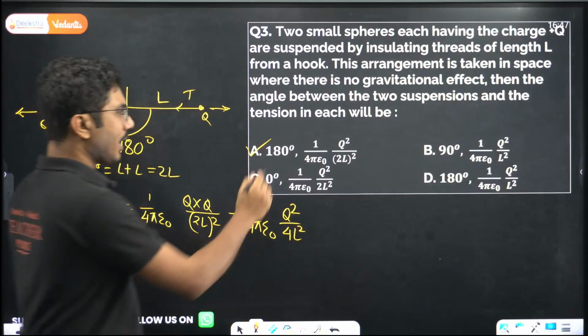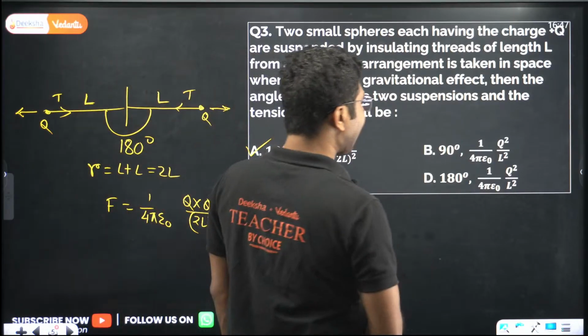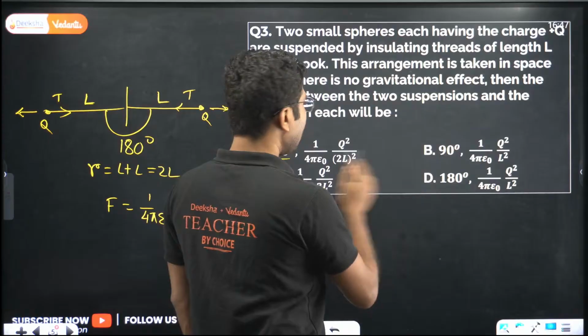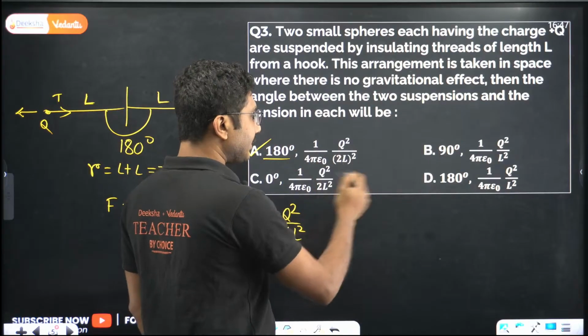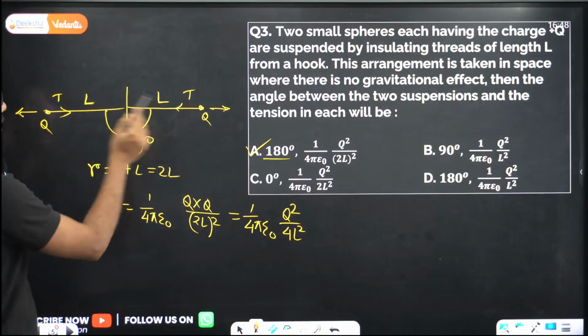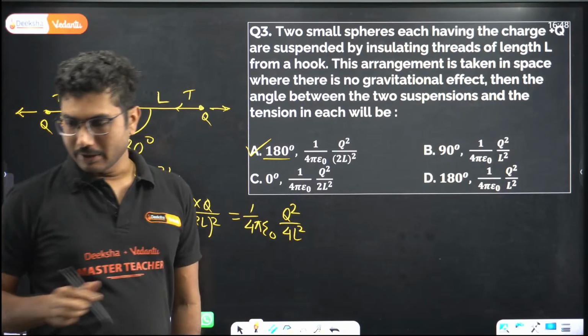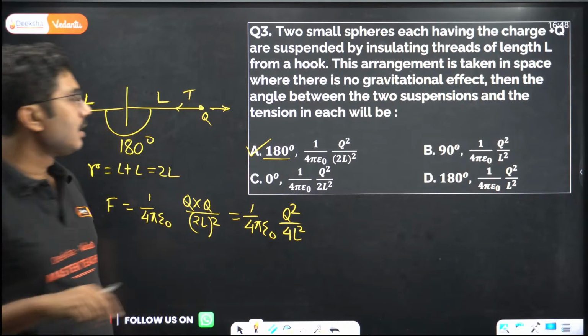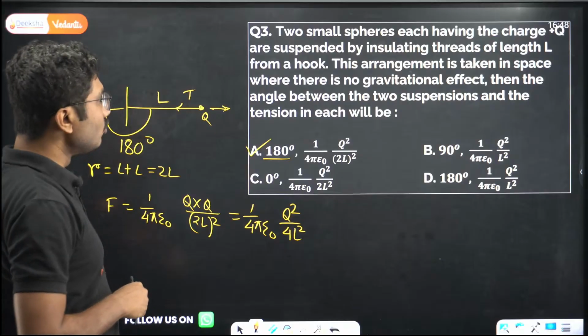The angle is 180 degrees. If you only go by the angle, two of the answers can be correct, either this one or that one. Now if you see, this one is more correct and this one is wrong, because the distance will be 2L, not L, right? Easy. Now let's move on.